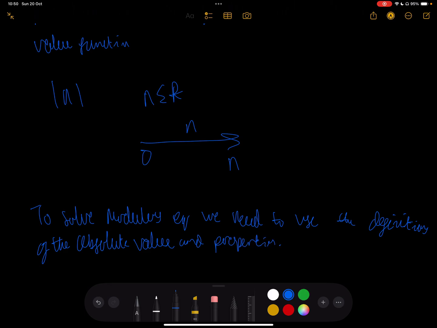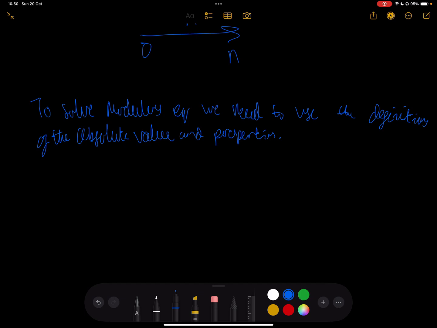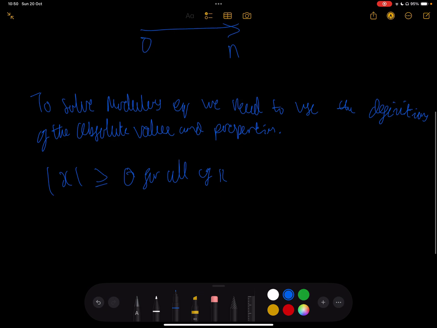Right, certain distinct properties. So the first property that you guys need to know is that the modulus of x is greater than or equal to 0 for all x, whereby the absolute value of x is literally just the distance that x is from 0 on the number line, and therefore it cannot be negative because the distance can't be negative, right?